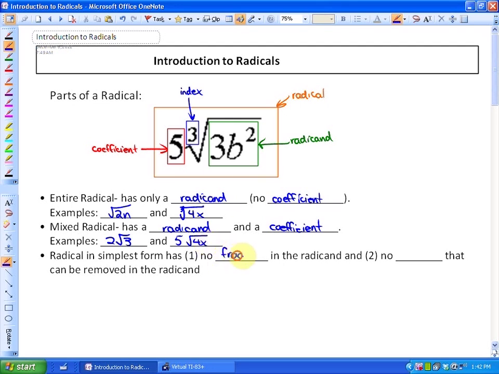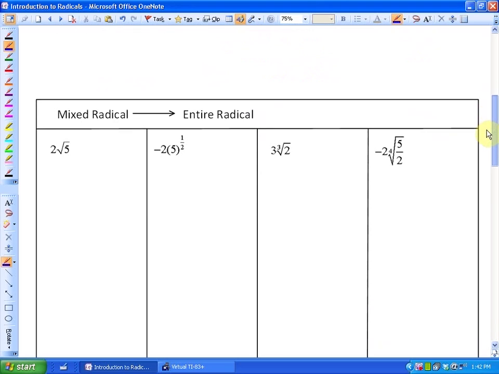in the radicand, and also no factors that can be removed from the radicand. We'll be looking at that in some of the examples coming up.